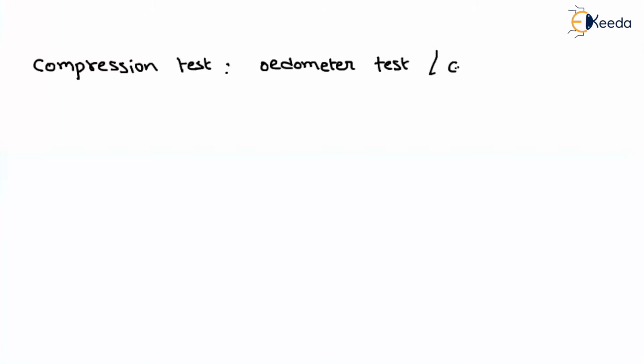For that, we will obtain the results in the laboratory. In the laboratory, we use the experiment called the consolidometer test, or we can also call it an odometer test. We are conducting the compression test. So what is the experiment we are using? The odometer test, which we also call the consolidometer test.